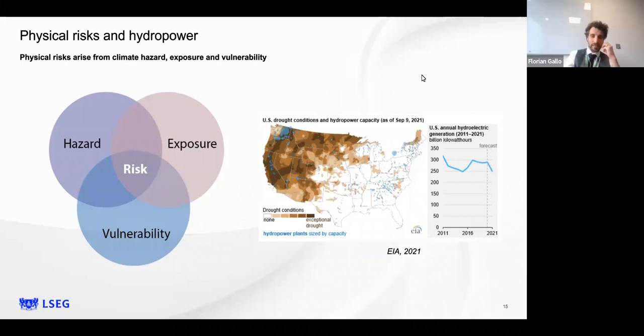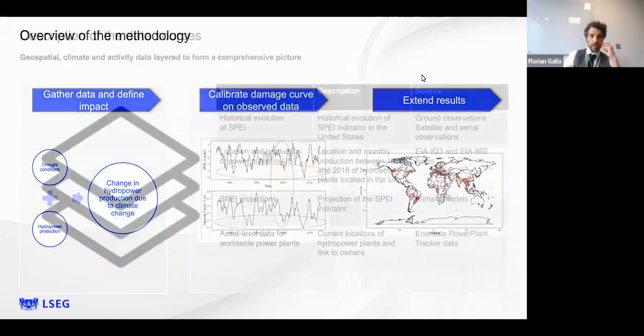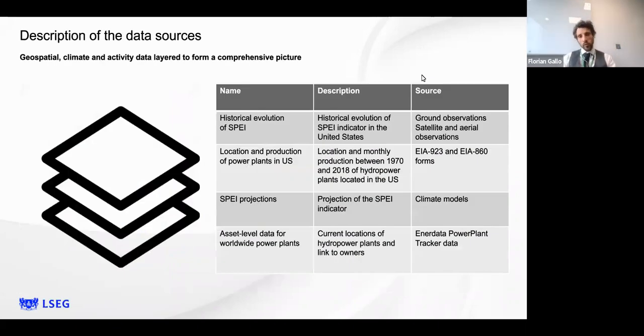So if we go to the next slide. I'm going to skip that one, but I guess the methodology will be quite clear when we move on. And the type of data that we are using, as I was saying, spatial and non-spatial. So the spatial data that we are using is really different kinds of spatial data. So that's the historical evolution of SPEI.